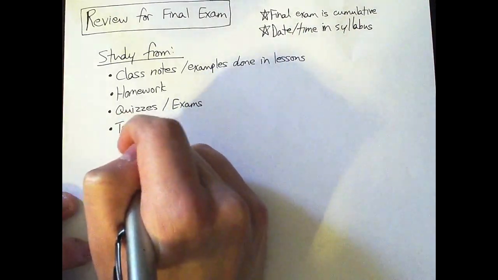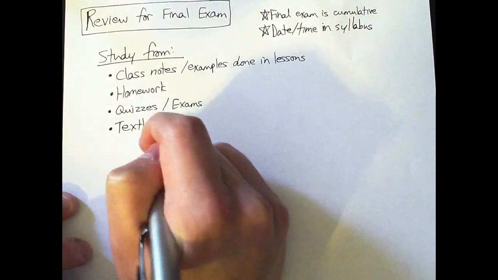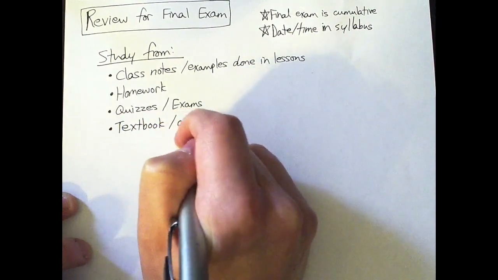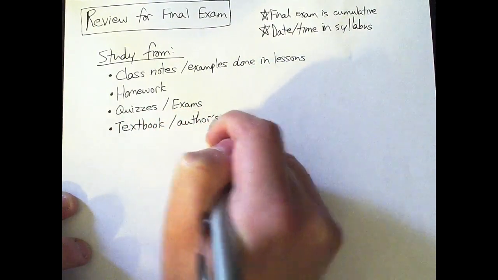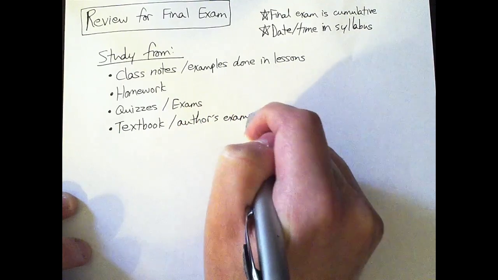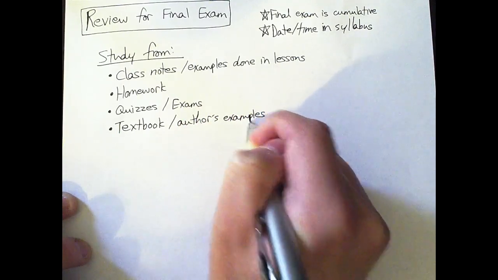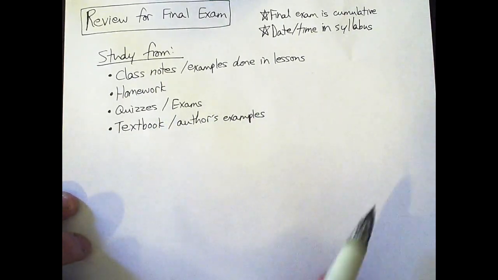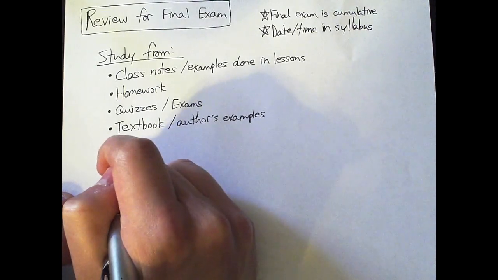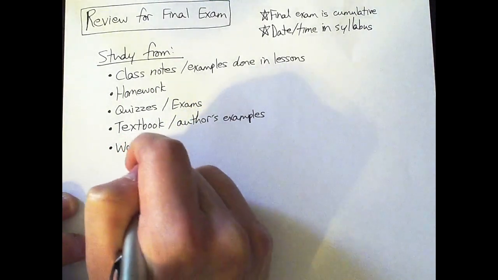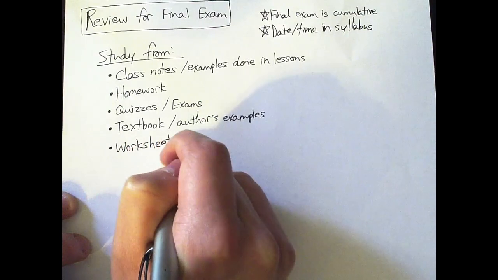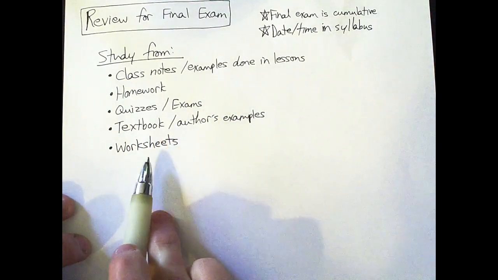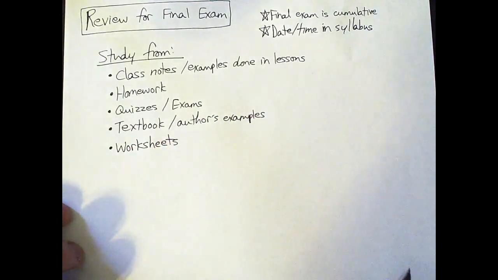How about the textbook that we've been following along with and the author's examples, which might not be the same as the examples that I've done, especially for sections that you find tricky? Especially if there's a section you find difficult, look very closely in the textbook at it. How about worksheets that we've had? Yeah, we've had a good amount of practice problems in worksheets. So basically study from all of these things.